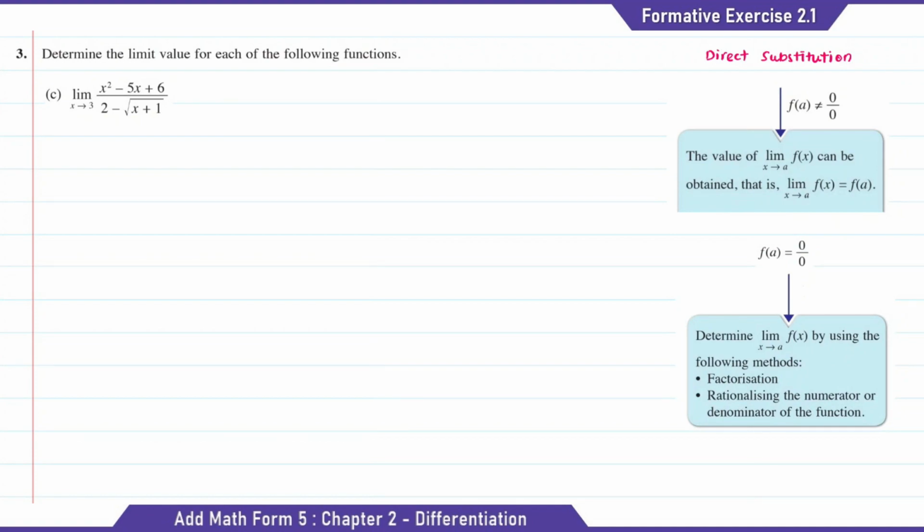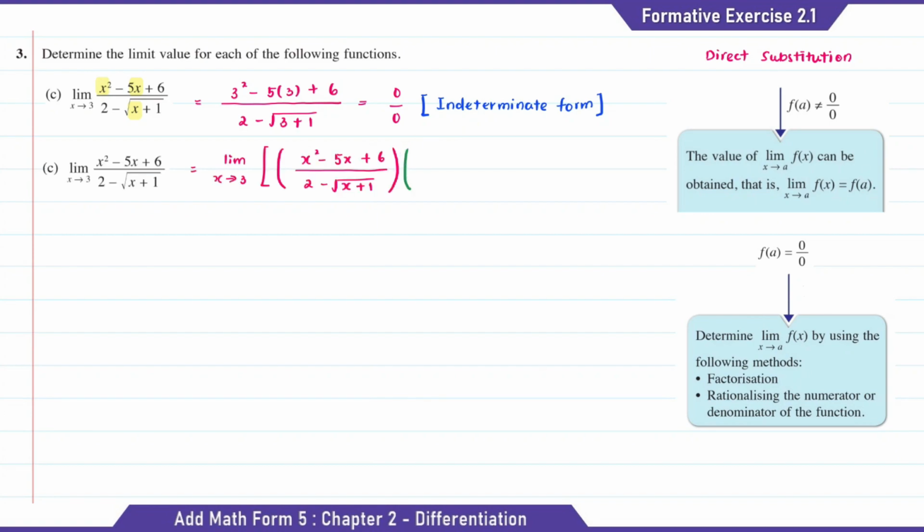Question C. As x approaches 3, I'm going to substitute the x here with 3. So the answer of this is 0 over 0. To find the limit value for C, here I will need to rationalize the denominator. So here the conjugate for the denominator will be 2 plus square root x plus 1.